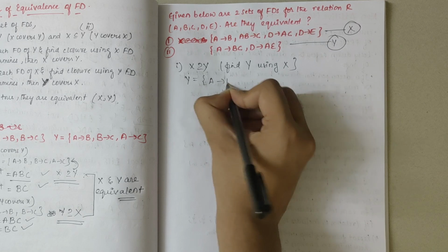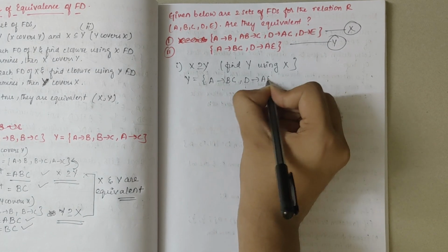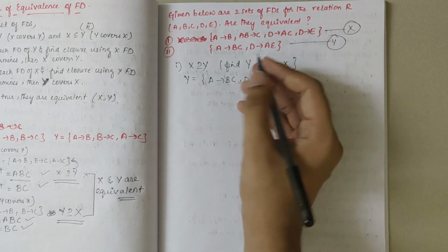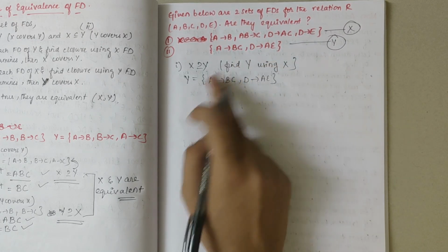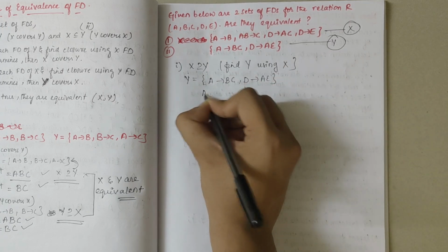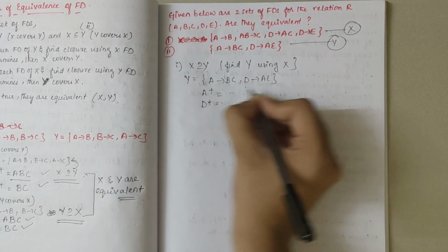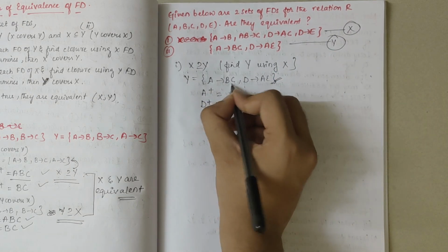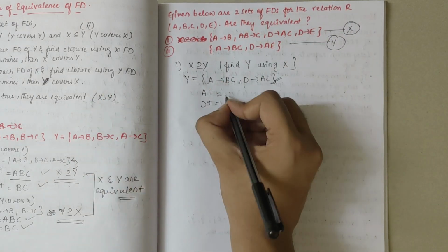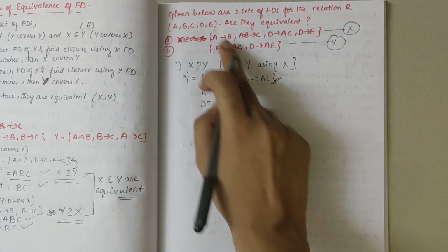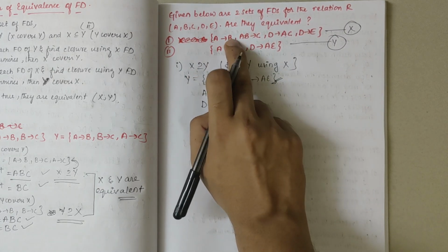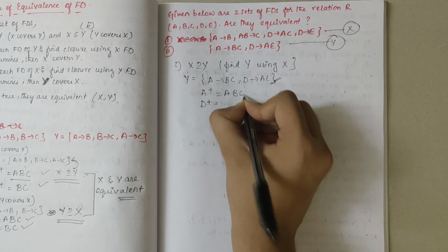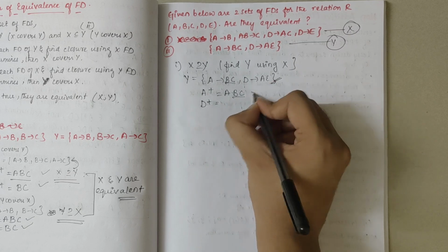So I'll write Y. For Y I have A determines BC and D determines AE. Now I have A and D here, right? I need to find A and D closures using X. So A closure and D closure. I'll check if for A closure I get BC from X. A closure is A, and from X if I consider A determines B and AB combination determines C, so B and C. I wanted BC, I have got BC, fine.